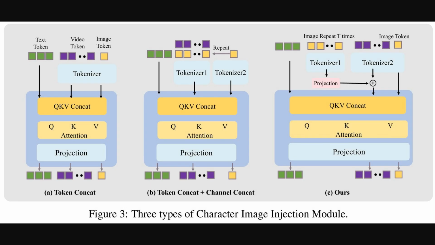So after seeing the overall system, this zooms in on a specific part, the Character Image Injection Module. We mentioned this module helps keep the character looking consistent while still allowing for dynamic movement. This figure compares 3 different approaches for how that reference character image is actually combined with the video information. The paper found that a method they call token plus add, where the image features are directly added to the video's internal representation, worked best for balancing that motion and consistency.